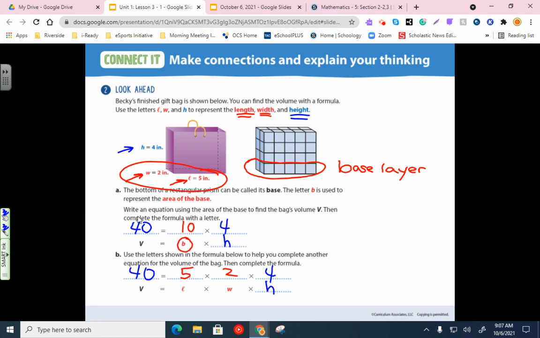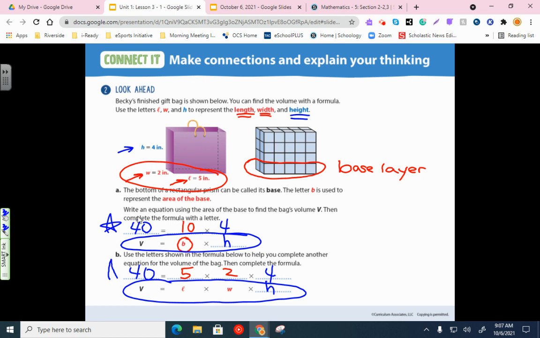So again, all this is doing is saying, hey, this is how we find these letters and use these letters for the 2 volume formulas. So you can find volume this way, or you can find volume this way. You still are going to get 40 as your answer for both. So it's just a matter of your preference.